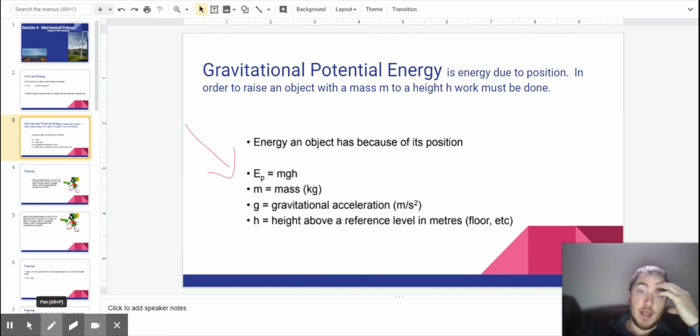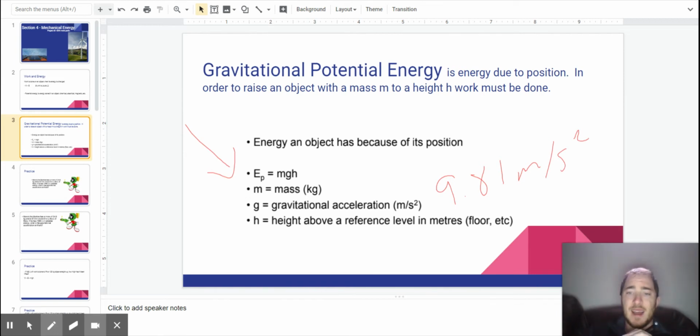Okay, it's EP equals mgh. So what that is, is mass times gravity times height. And gravity on Earth is always 9.81 meters per second squared.